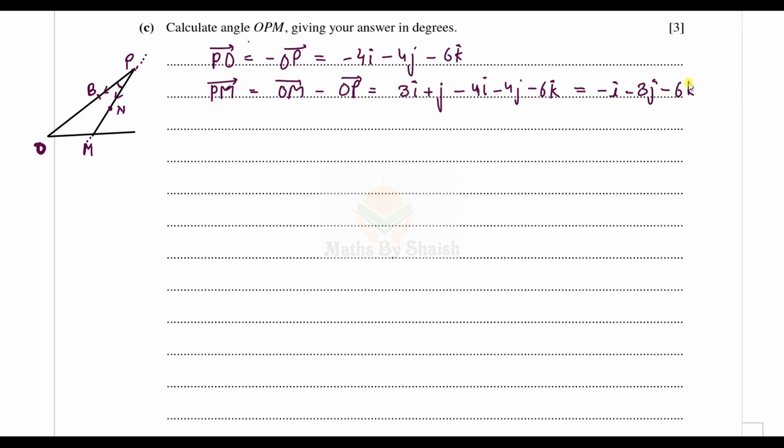Now we are going to find the magnitude of this vector, because in order to use the dot product we require the magnitude as well. First of all, the dot product PO dot PM vector is going to be minus 4 into minus 1, that is 4, minus 4 into minus 3 is 12, so plus 12, and minus 6 into minus 6 is 36, so plus 36. It is 36 plus 4 is 40, plus 12 is 52.